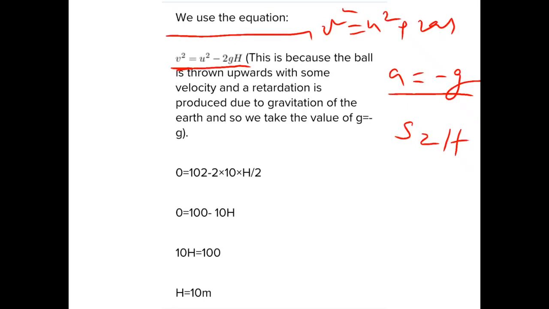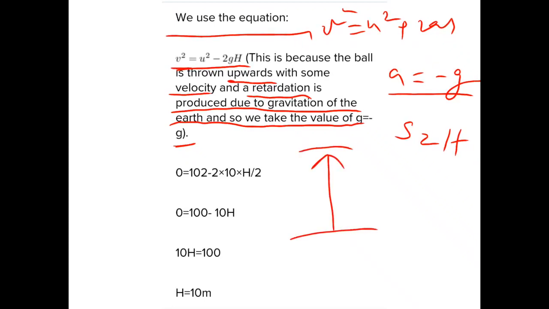This is because the ball is thrown upwards with some velocity, and a retardation is produced due to gravitation of the earth. So we can take the value of a is equal to minus g here. When the body reaches the maximum height, the velocity becomes 0. V, the final velocity, becomes 0.